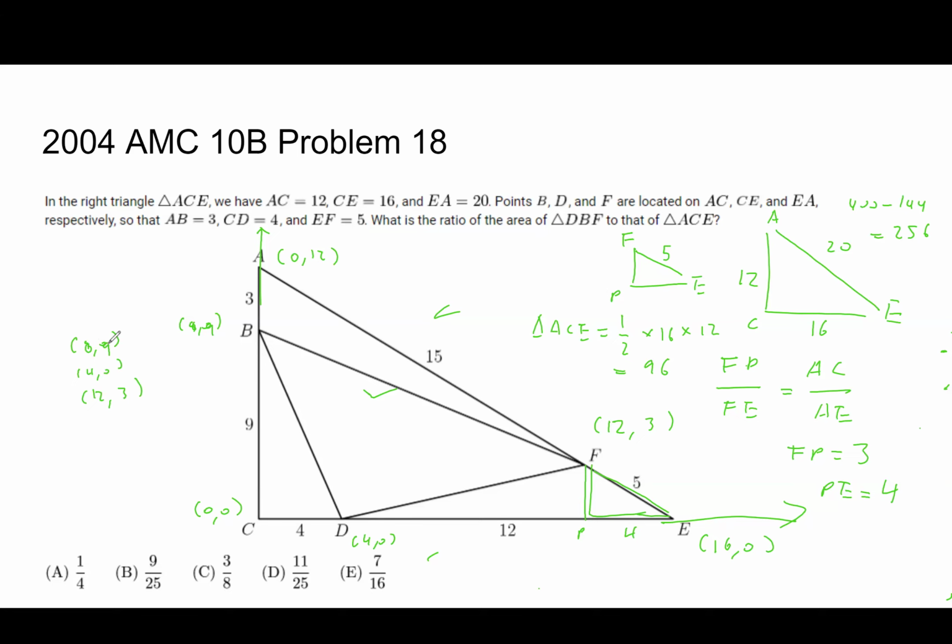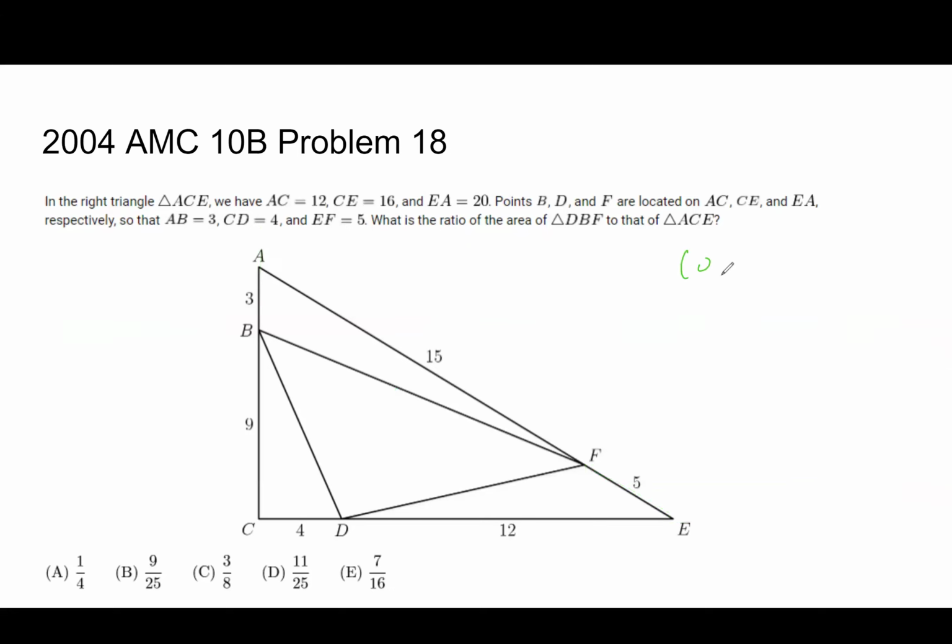Okay. And then from these 3 points, we can just use the shoelace theorem. So just erase everything. So we have 0, 9, 4, 0. Then I think it was 12, 3, I think. So shoelace theorem.